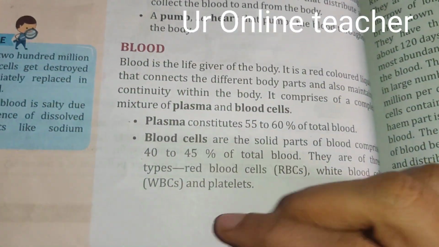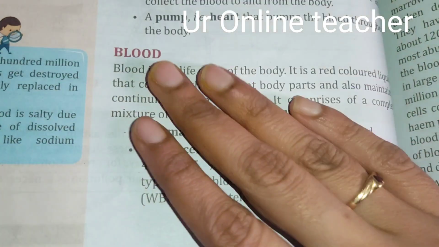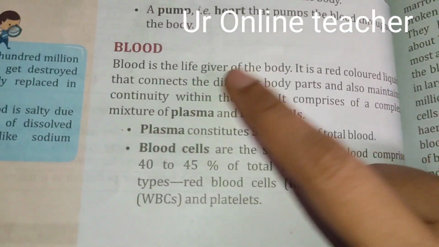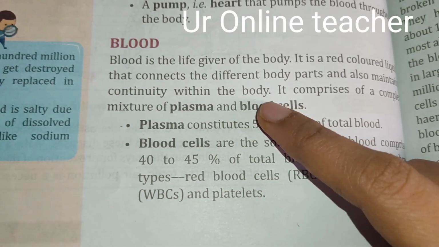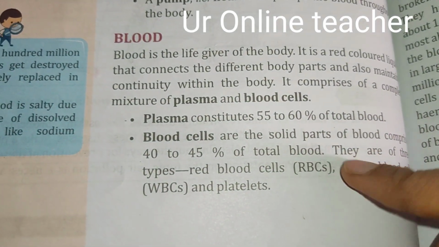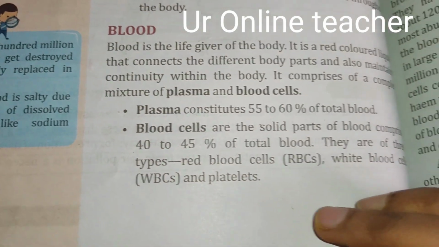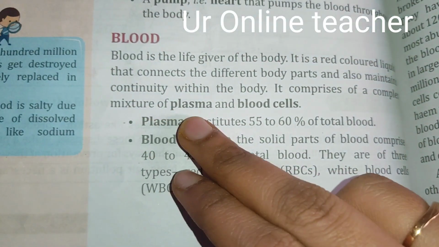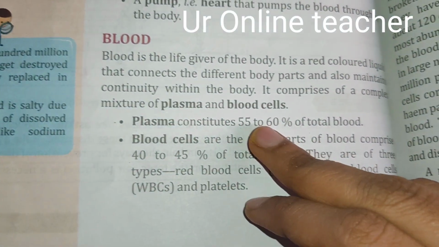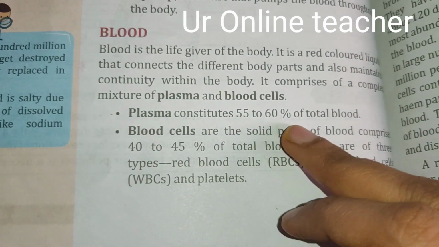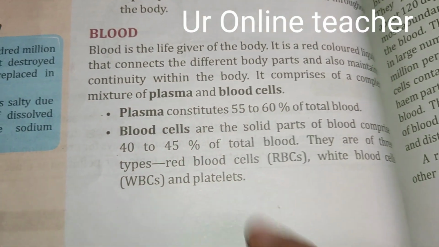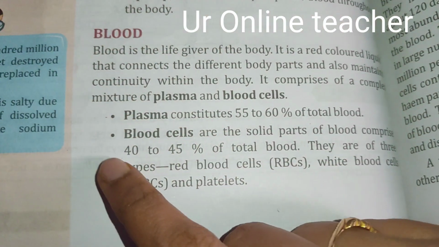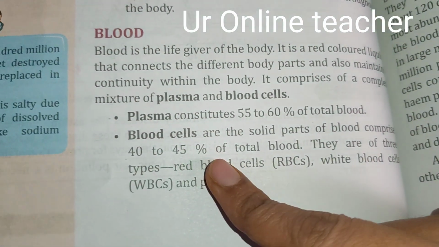First we'll see about blood. Blood is the life giver of the body. Without blood, life is impossible. It is red in color. It connects the different parts of the body and maintains continuity throughout the body. It consists of a mixture of plasma and blood cells. Plasma makes up 55 to 60% of total blood, and blood cells are the solid parts of the blood, so they constitute 40 to 45%.